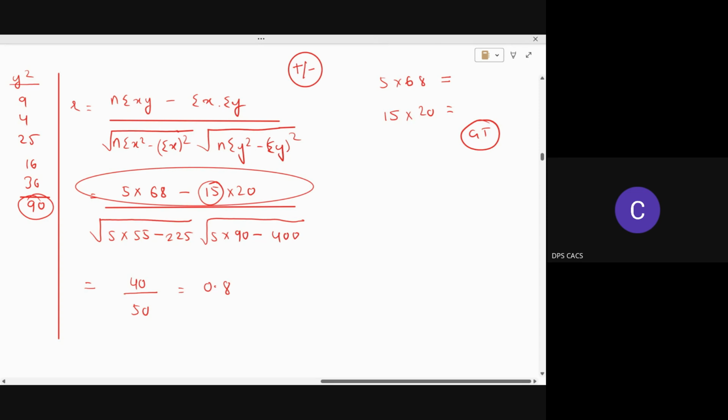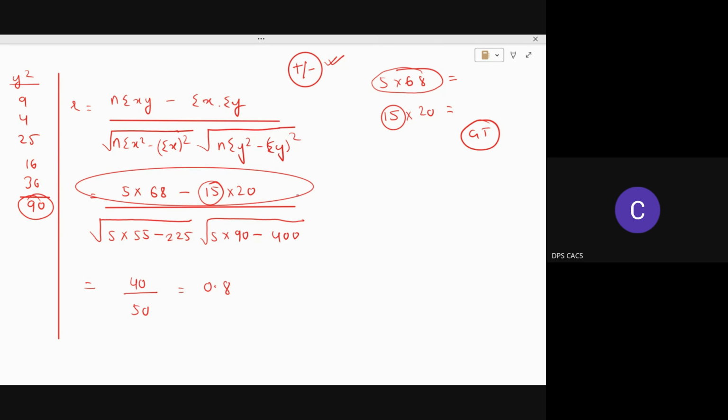For complicated figures, it will help me a lot. These were easy figures, but for complicated figures, this GT thing will help me a lot. Repeating: 5 into 68, then you press equal to, right? After that, write 15 or any figure and press the plus minus button. Then multiply by 20, equal to and then GT. And you will get 40, which is the numerator, right? This I need to practice. Only knowing it won't help me. Practicing with it will increase speed, right?